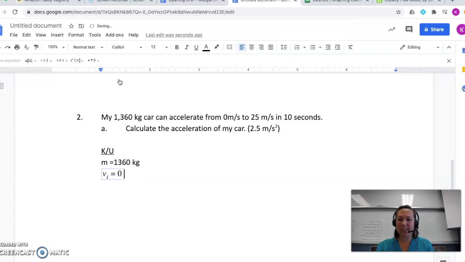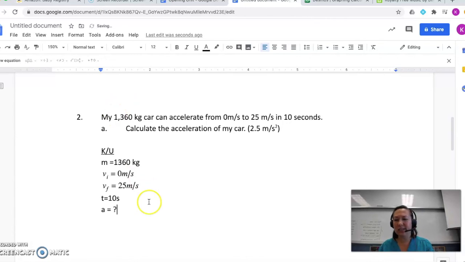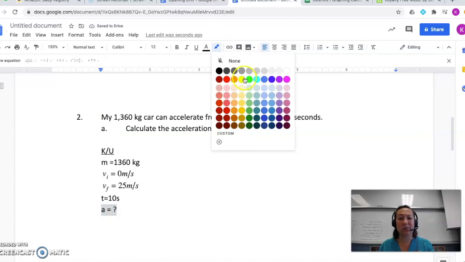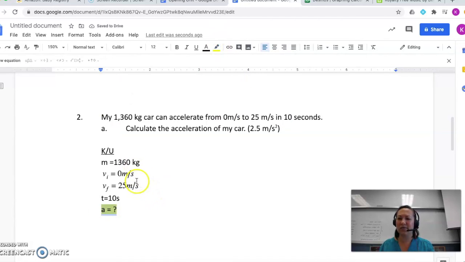I see my initial velocity is 0 meters per second. The final velocity is 25 meters per second. And guys, I picked this particular number because 25 meters per second is about 65 or so miles an hour. So my car goes from 0 to 60 miles an hour in about 10 seconds. And I want to calculate the acceleration. I'm going to leave this as an A for acceleration, lowercase. And since I don't know what it is, I'm still going to identify that I know it's my unknown. So my knowns are mass, velocities, time, and my unknown is acceleration.